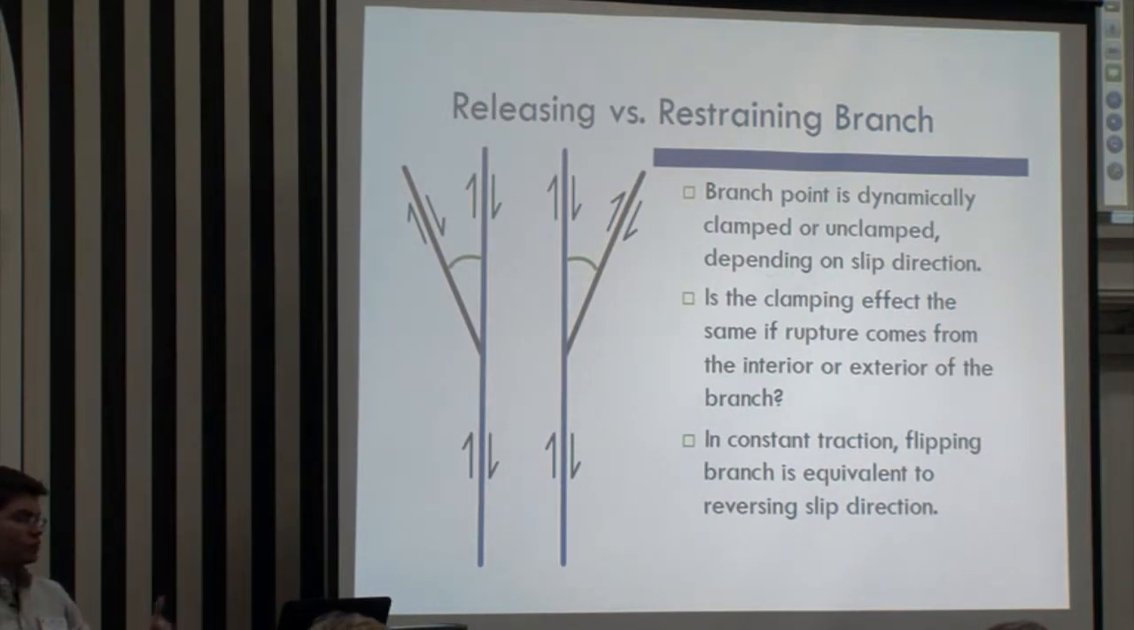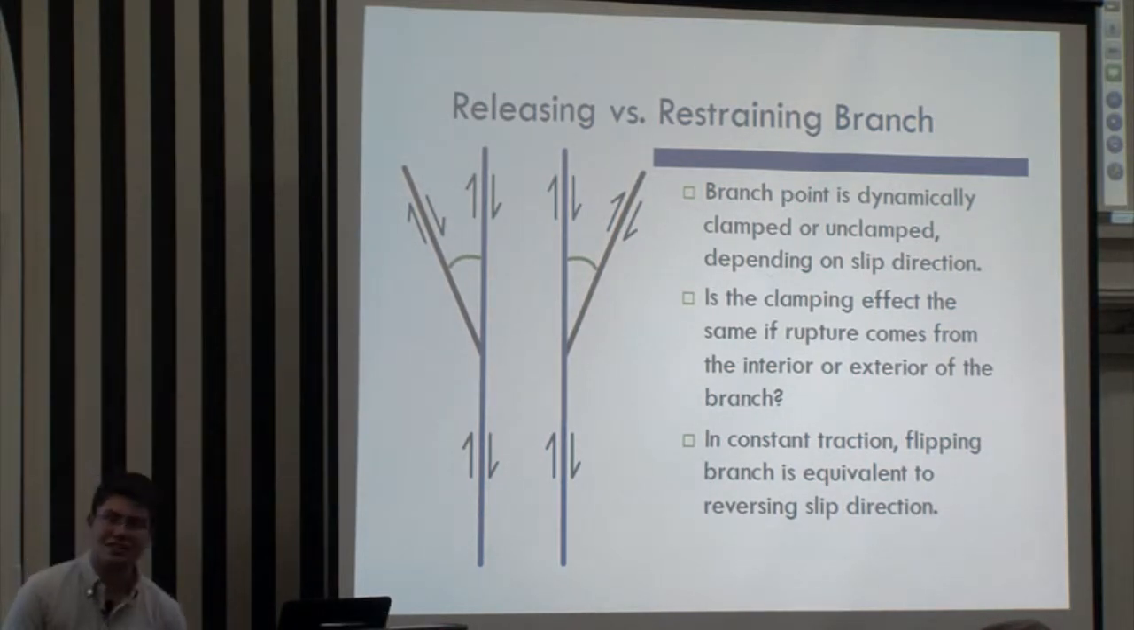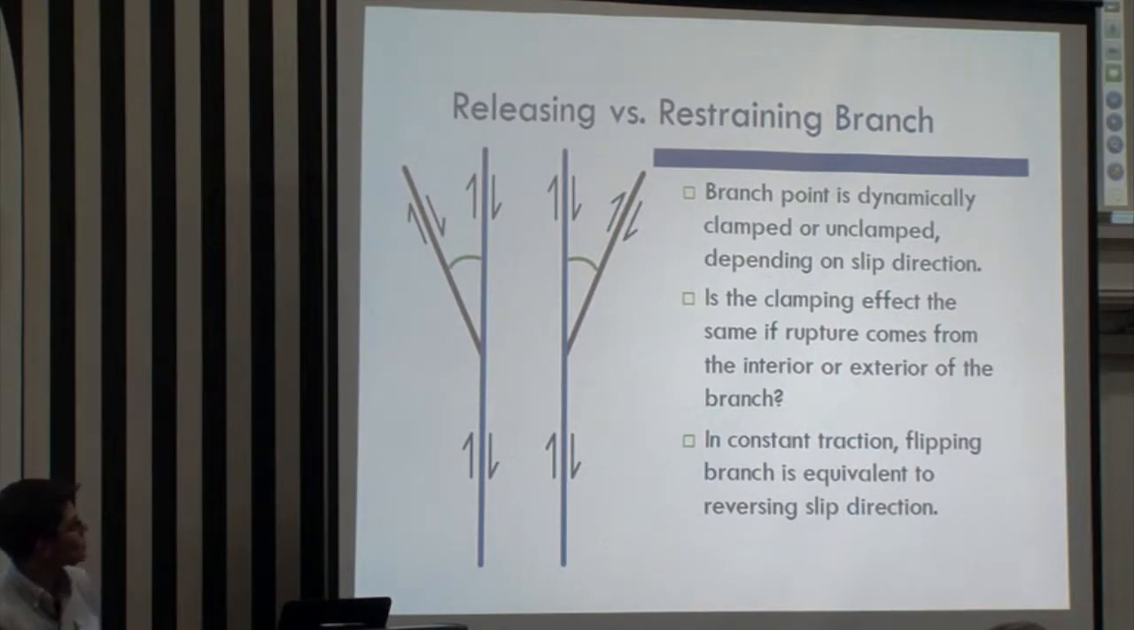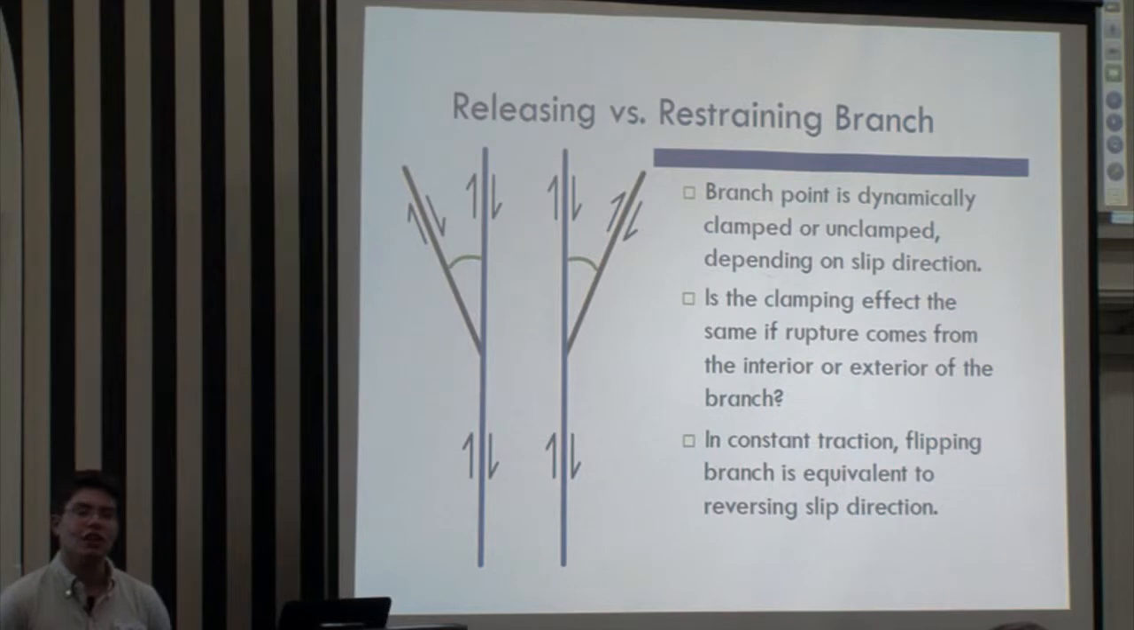And I will note, in a constant traction model, if you are existing in something that's not a regional stress field, then flipping the branch would be equivalent to reversing the slip direction, but that's not necessarily true, as we'll see a little later on.